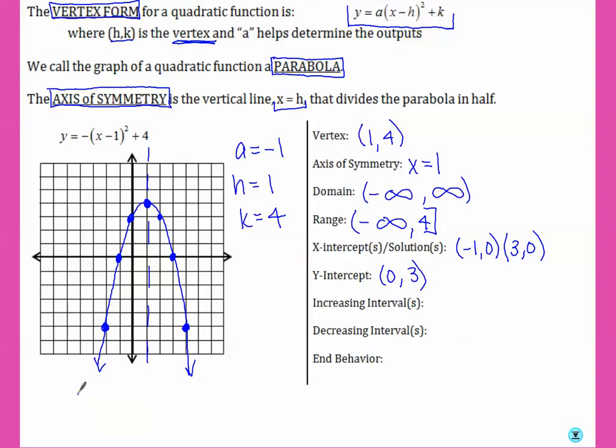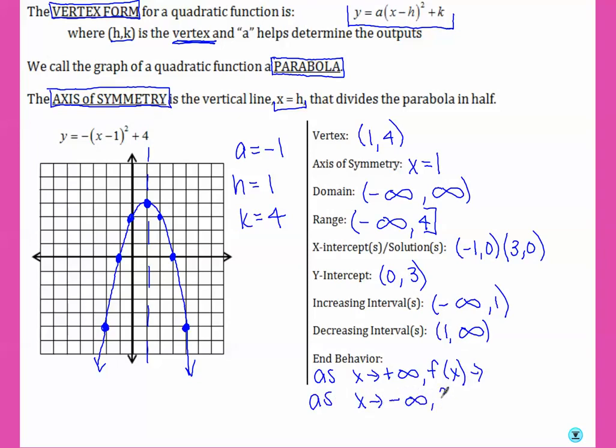It increases on the left-hand side of the axis of symmetry, which would be negative infinity to 1, and it decreases on the right-hand side, so 1 to positive infinity. And then our end behavior, as x goes to positive infinity, f(x) goes to, and as x goes to negative infinity, f(x) goes to. Since both arrows are pointing down, we know both end behaviors are going towards negative infinity.